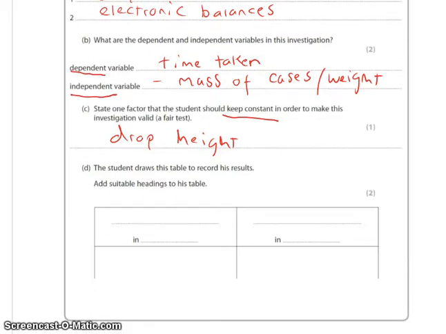The student chooses a table to record results. Suitable headings? Well, we're going to be looking at our independent variable, our mass in grams, or we could write our weight, but obviously that would have to then be in newtons, and then our time taken, which is going to be in seconds.